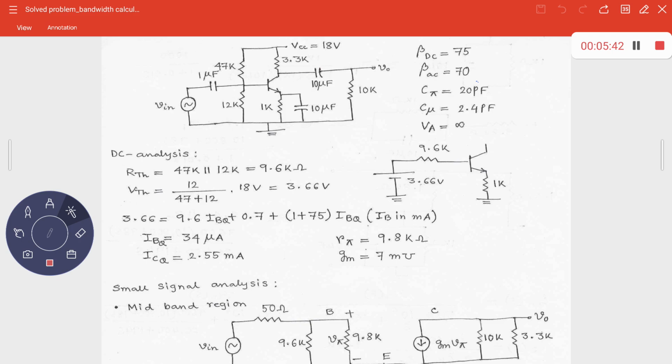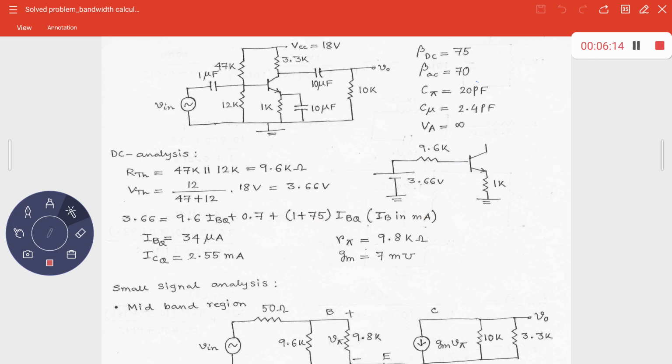So accordingly you have 3.66 is equal to 9.6 times IBQ, where I is represented in milliamperes. So I can simply write 9.6 times IBQ, because 9.6 is in the range of kilo ohms and IBQ is in milliamperes. And then you have this 0.7 drop. Although it is not provided, you can safely assume that it is 0.7 volt. Then 1 plus beta times IBQ, that is IEQ, times RE. What is IEQ? 1 plus beta times IBQ. So 1 plus beta times IBQ, with IB in milliamperes, multiplied with 1 kilo ohm.